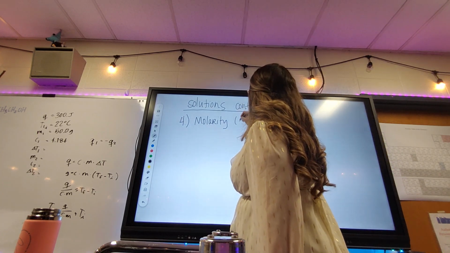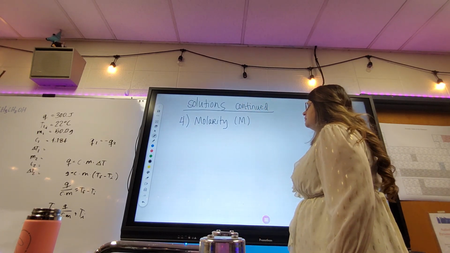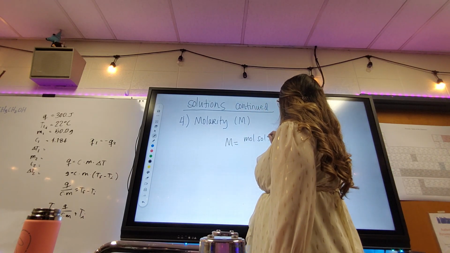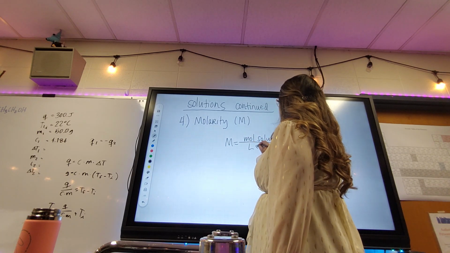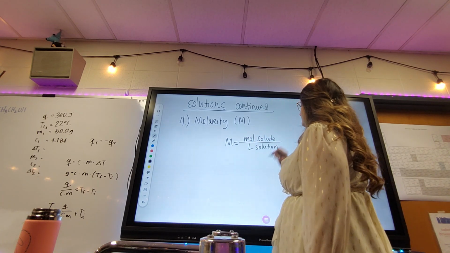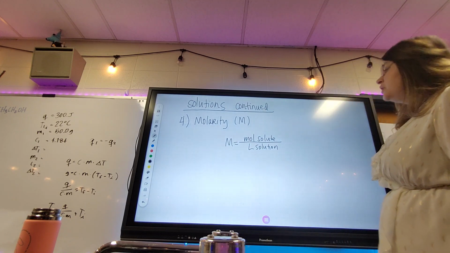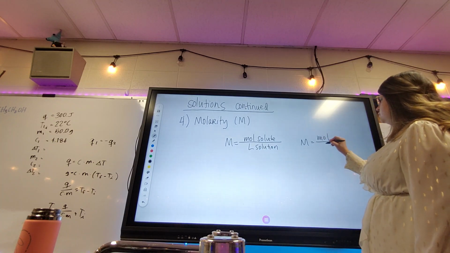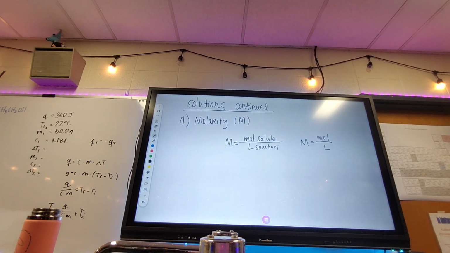Okay, so molarity is abbreviated capital M. And its formula is moles of your solute divided by liters of solution. But normally we abbreviate this as just capital M equals moles per liter. So every time you're writing this formula down in the problems where you have to solve for molarity, you don't need to write moles solute. You can just write moles and then liters, and that's fine.